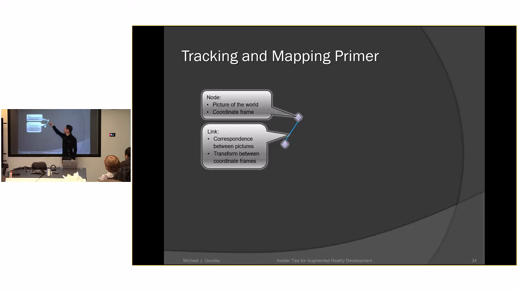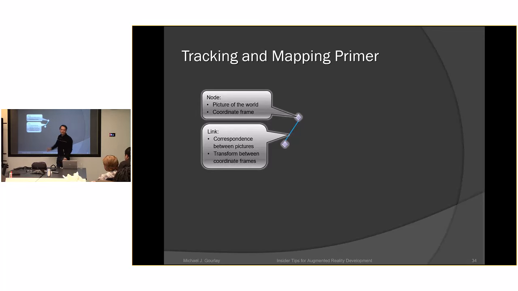So if there was a coordinate frame like this, I don't know how to depict it, something like this. I need a third arm. And there's another picture like this, then there's going to be a coordinate transform between them, whether we know it or not. And if we do know it, then I'll draw a link here.